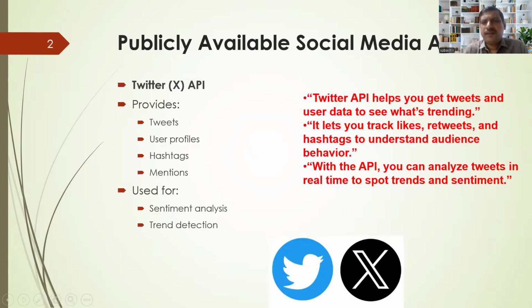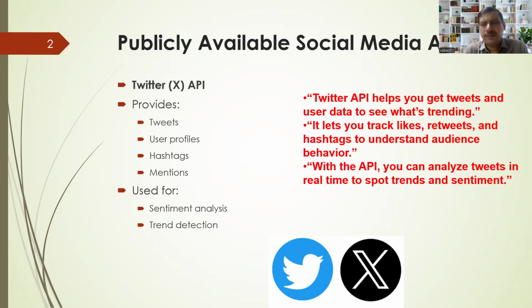What are the publicly available social media APIs? API is Application Program Interface. Through these APIs, we can get data from particular companies or organizations for our research or analysis purposes. There are a lot of publicly available APIs. Some of the APIs we have to pay for and use. We are discussing publicly available APIs.